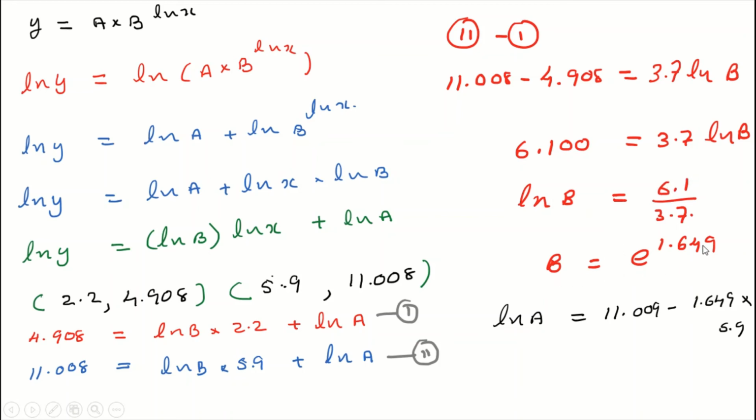b is equal to e to the power of this value. This b value you can apply in this equation to find ln a. So ln a is equal to 11.008, this should be 008, minus 1.649 e to the power, into 5.9. This should be.